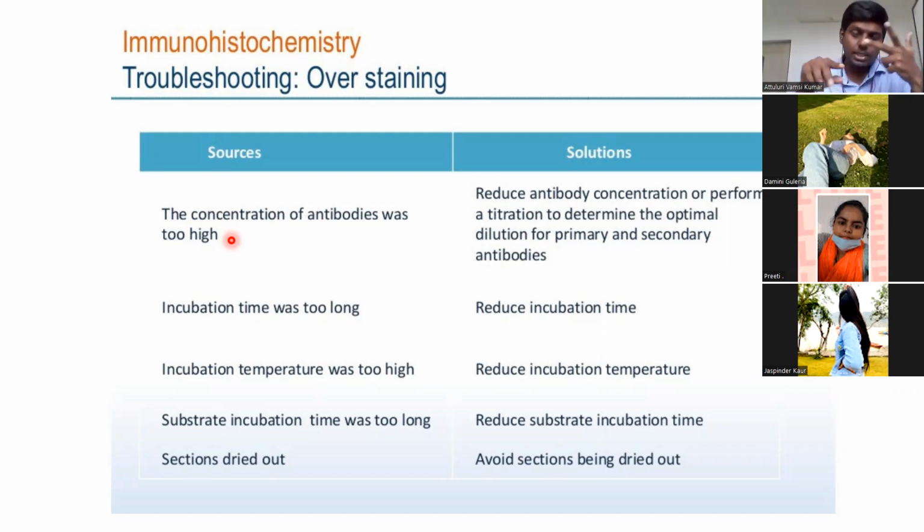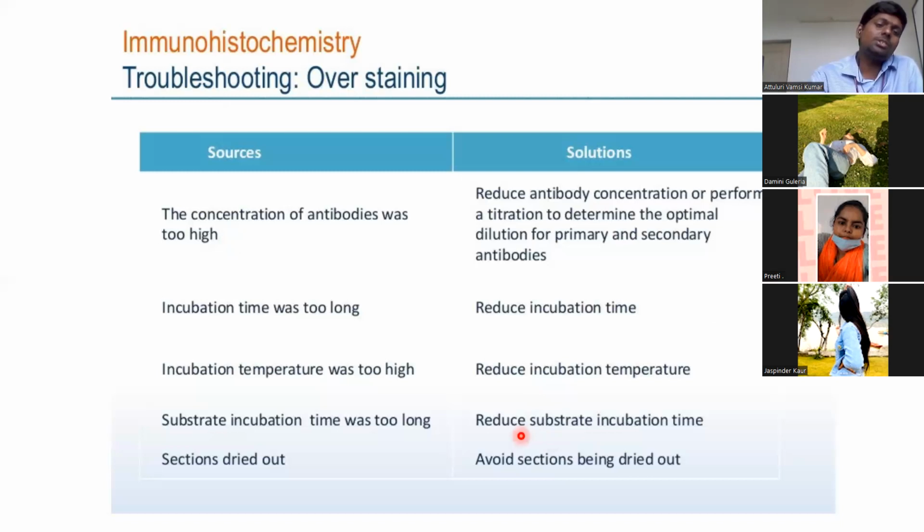Then incubation temperature is too high. If incubation temperature is too high, there is more infiltration of dye into the tissue. Okay, so high temperatures can cause overstaining, and even wrong substrate. So substrate incubation time. The substrate that you added to develop color, that incubation time might be overly long. It is more. That is the reason why we got excessive staining.